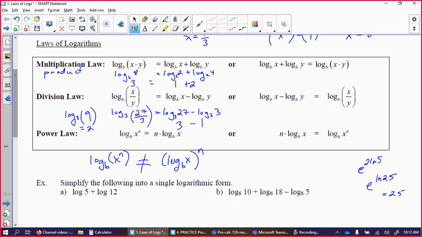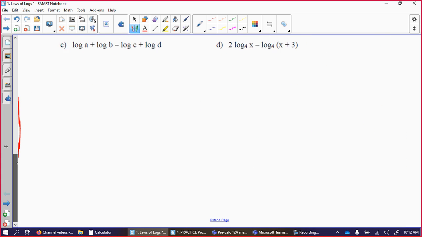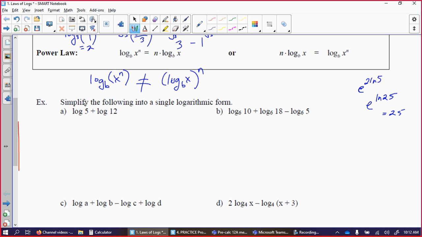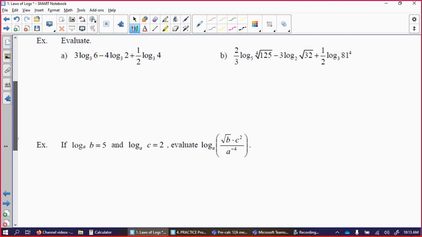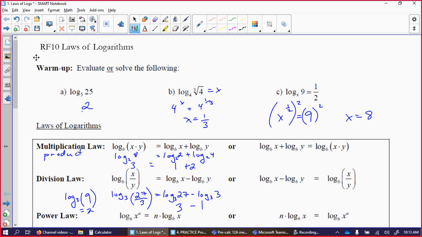So today we're just going to look at some expressions. Write as a simple or a single logarithmic form, which is usually fairly straightforward. Write as a single log. Then we can get all of these crazy things and evaluate. And we'll see how far we get, if we have some time.